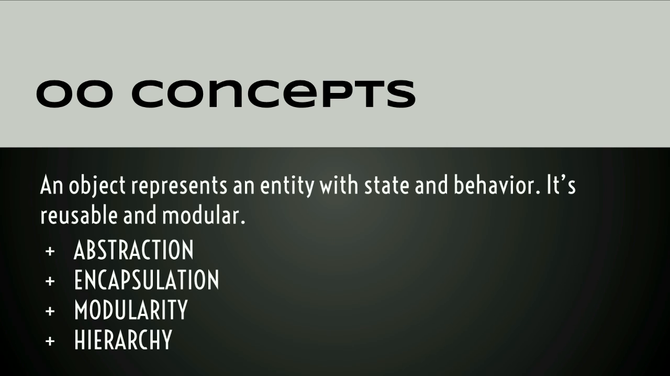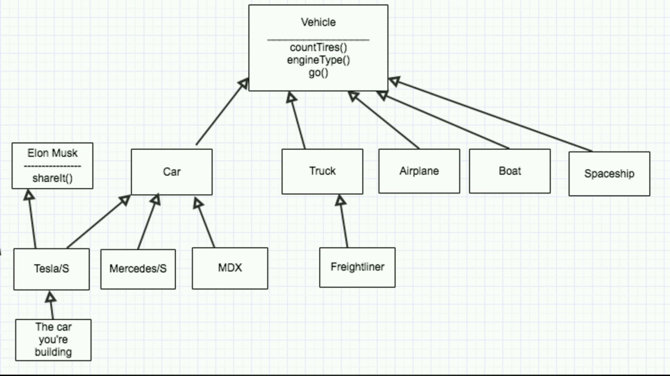It basically allows that we can inherit from objects. So this is rudimentary UML to kind of explain some of the concepts of object orientation. So our parent class here is a vehicle. We're not even showing some of its states, but we've got some behaviors, like we can count tires, we can return an engine type, and we can go.